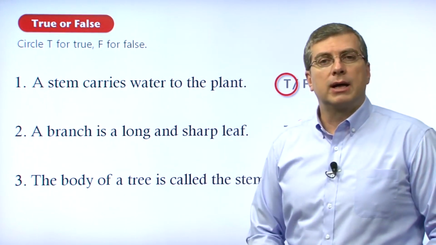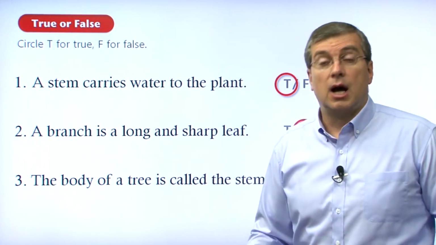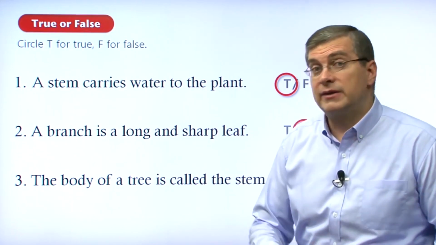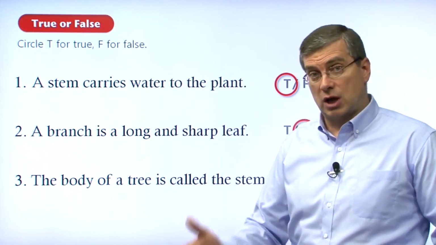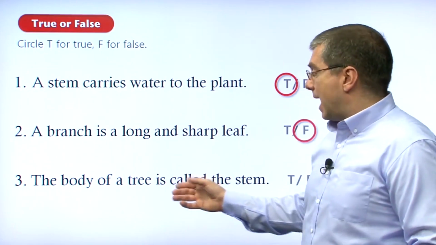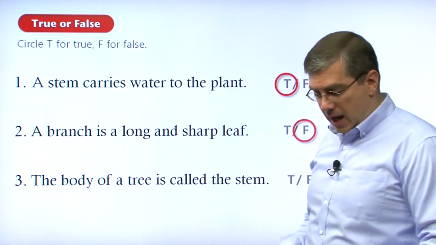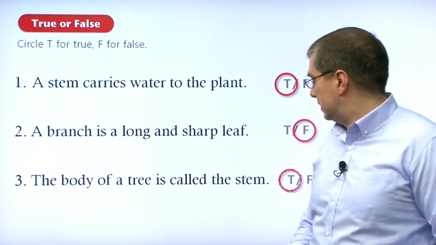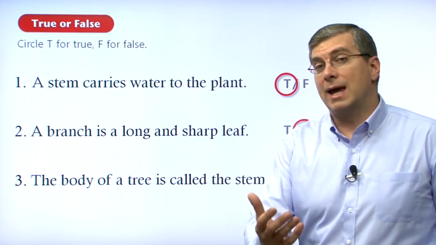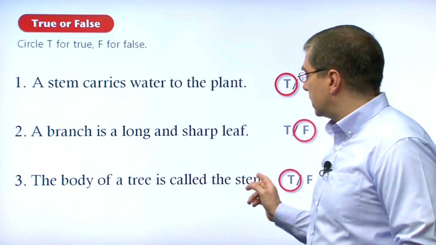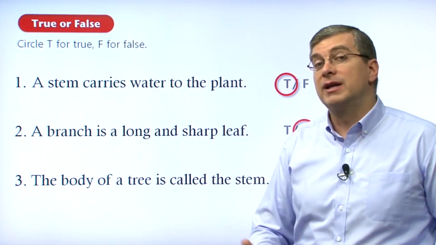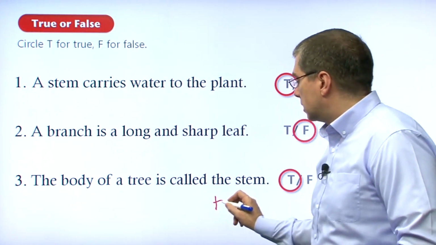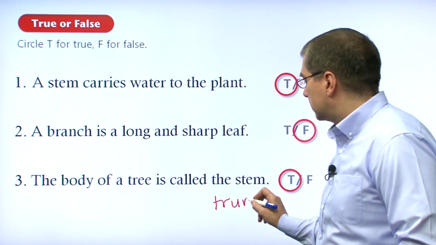Okay, so number 3: the body of a tree is called the stem. Remember when we were talking about the uses of a plant? We've said that we use the stem of a tree to make houses, to make shelter. And that is what we call the stem, right? So the body of a tree is called the stem. That is true. By the way, usually we use another word to talk about the stem of a tree, and that word is trunk.